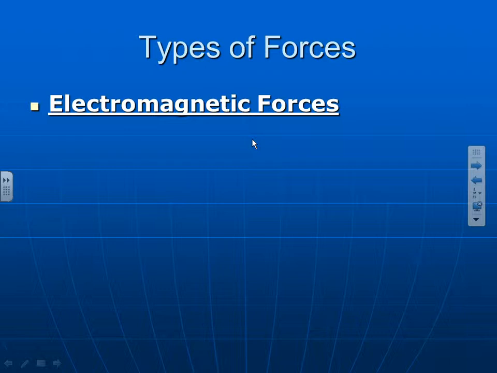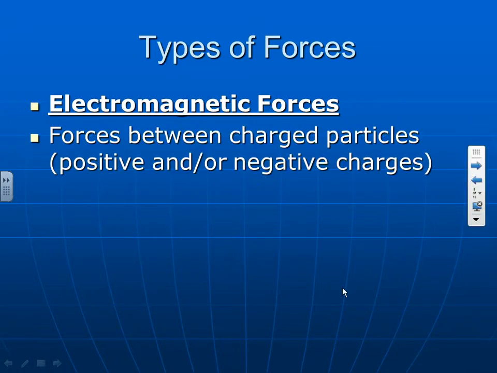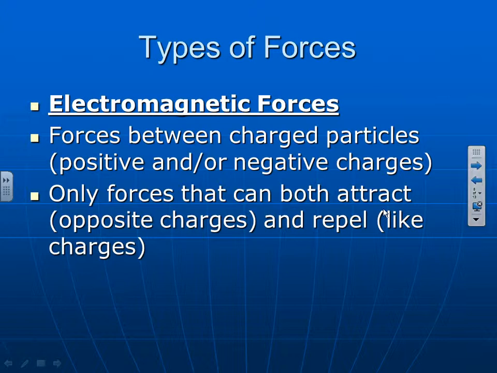Electrons and protons. And why electrons and protons? Because they have charges, right? So electromagnetic forces are those forces between charged particles, specifically positive and negative charges. And we talked a lot about the idea that like charges will repel each other and opposite charges will attract each other, right? Electromagnetic forces are unique in the sense that they are the only forces that can both attract and repel. If you start looking at things like contact forces and friction, at their core, they are really just electromagnetic forces.